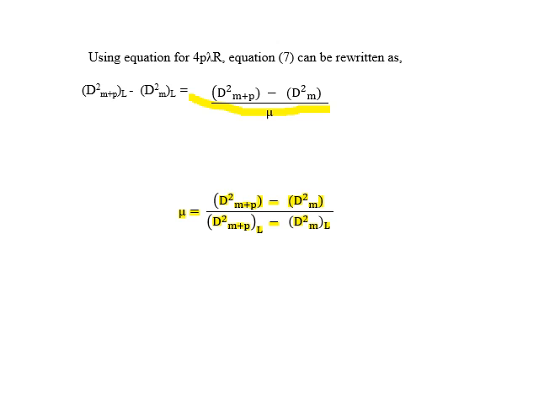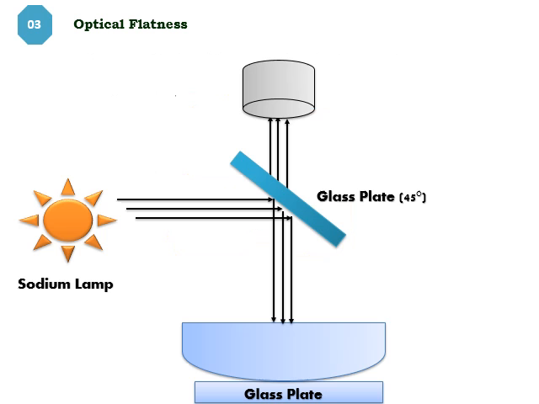So here the diameter differences of the two rings in the liquid is equal to the diameter differences in the air medium divided by mu. So from this we can calculate the refractive index of the liquid is equal to the square of the diameter differences in the air medium divided by the square of the diameter differences in the liquid medium. The third application is checking of optical flatness of any optical material.